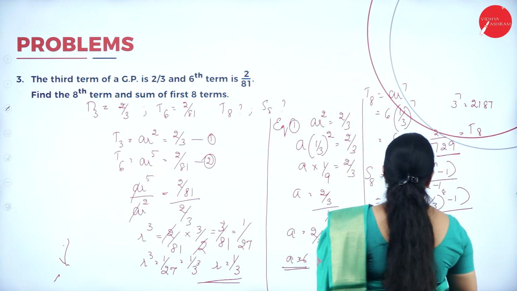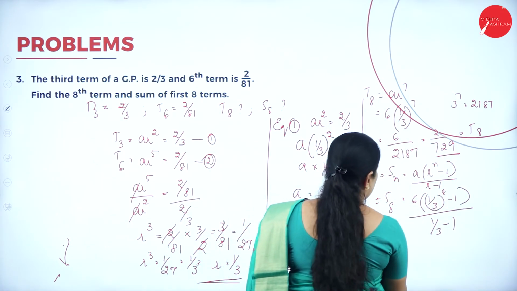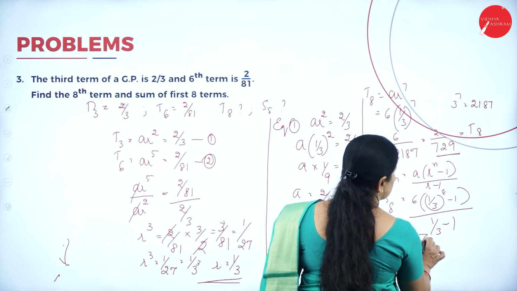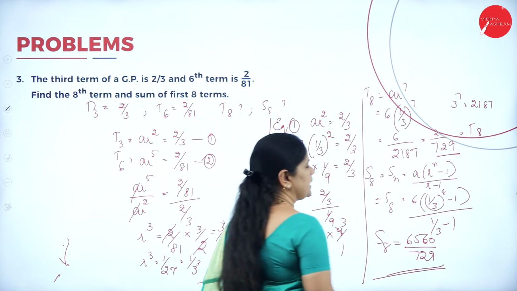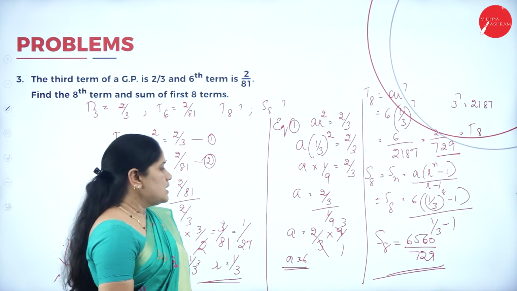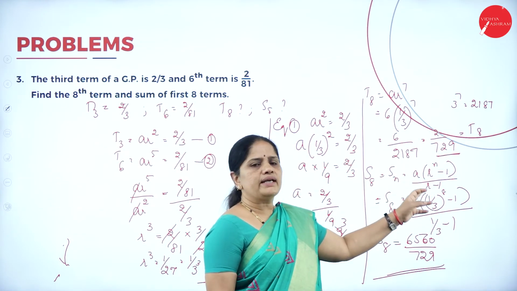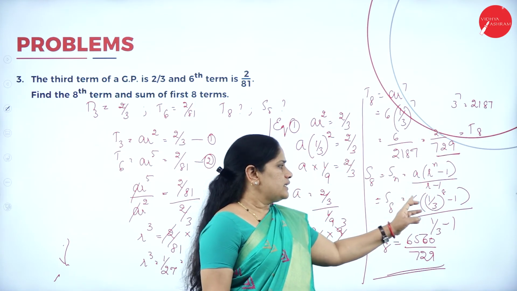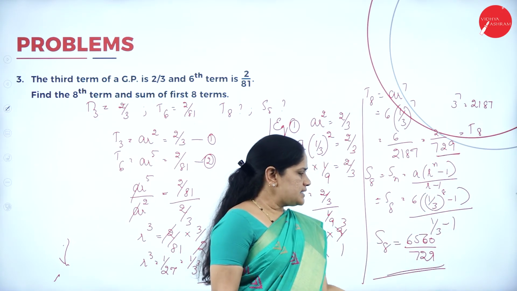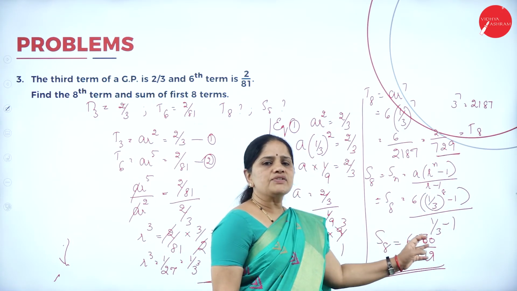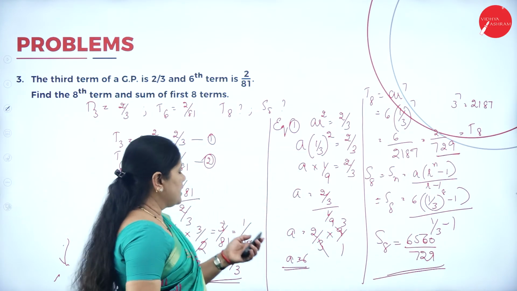So when we simplify this, I get the answer: S8 equals 6560 divided by 729. So this is the answer. So how did I get this? I have to multiply up to 8 times, then I get an answer. Then I subtract it by minus 1. So when I simplify this, I get 6560 divided by 729 as the answer.